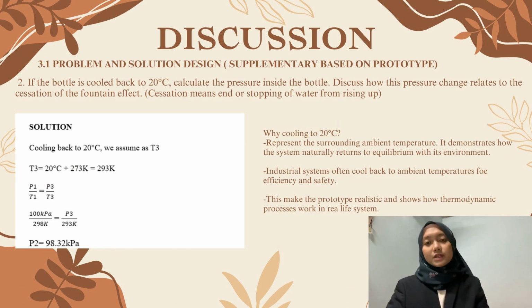So, the second question is, if the bottle is cooled back to 20 degrees, evaluate the pressure inside the bottle. Discuss how this pressure change relates to the cessation of the fountain effect. What is cessation? Cessation means the end of stopping water from rising up. When it is cooled back to 20 degrees, we assume it is T3. We convert to Kelvin, which is 293 Kelvin. P1 is equal to 100 kPa, T1 is equal to 298 Kelvin, and T3 is 20 degrees, and we convert to Kelvin, 293 Kelvin. Why is it cooled to 20 degrees?